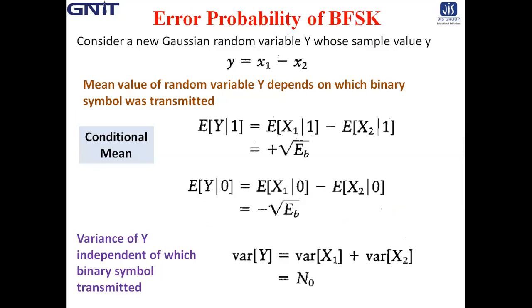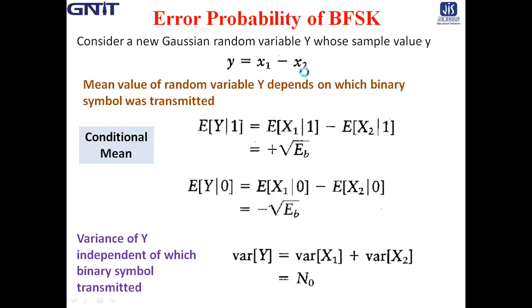Now, define a new Gaussian random variable y, whose sample value, say small y, is equal to the difference between x1 and x2. That means y is equal to x1 minus x2.